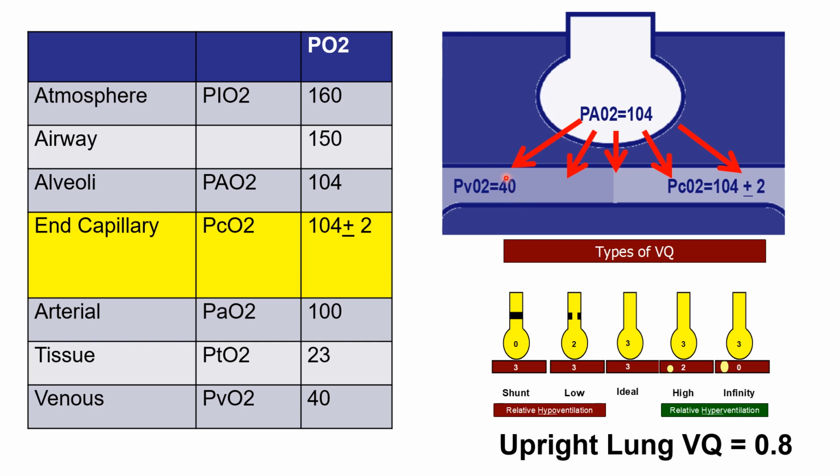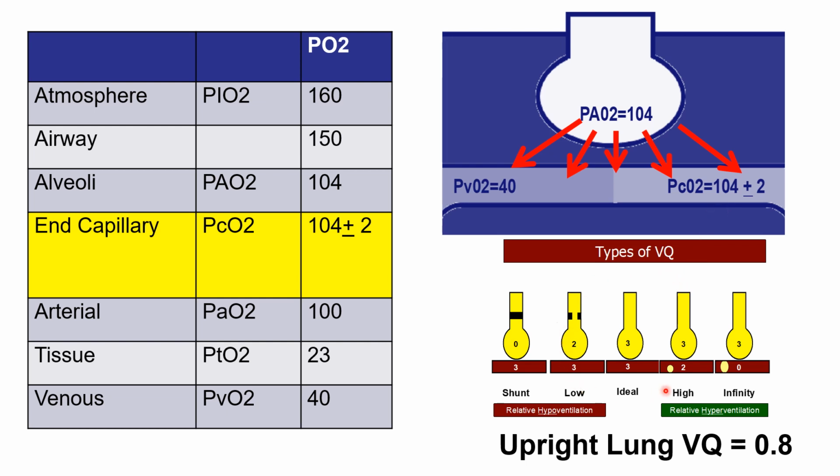Initially, the mixed venous blood is 40, and at equilibrium, the end capillary oxygen tension will now be 104 plus minus 2. If the VQ relationship of the respiratory unit is 1, then the end capillary O2 tension will be 104. However, if the VQ relationship of the respiratory unit is less than 1, then the O2 tension will be less than 104. On the other hand, if the VQ relationship is more than 1, then the end capillary O2 tension will be more than 104.